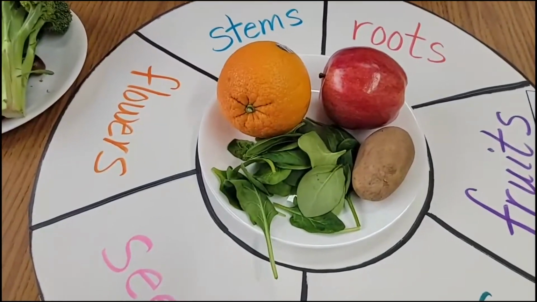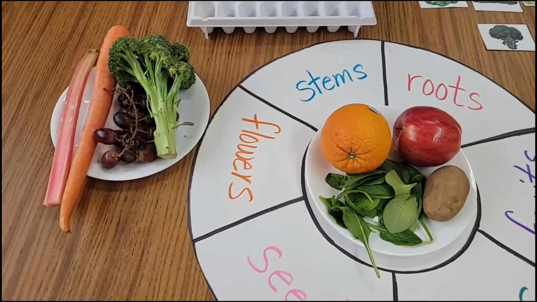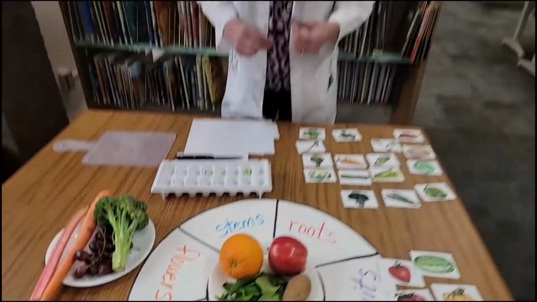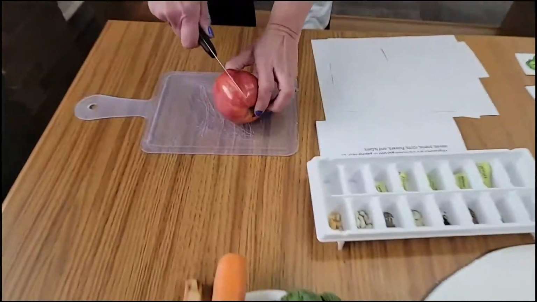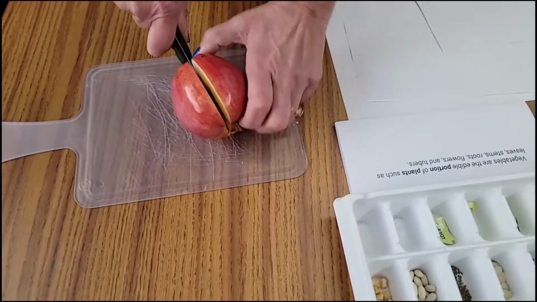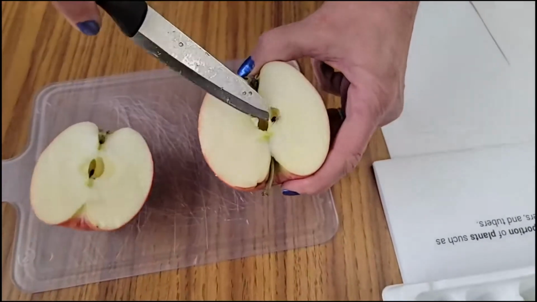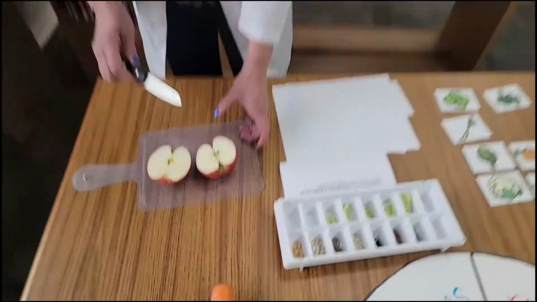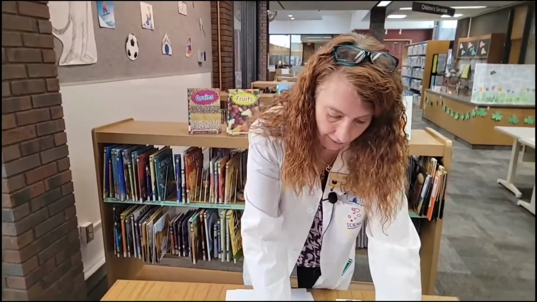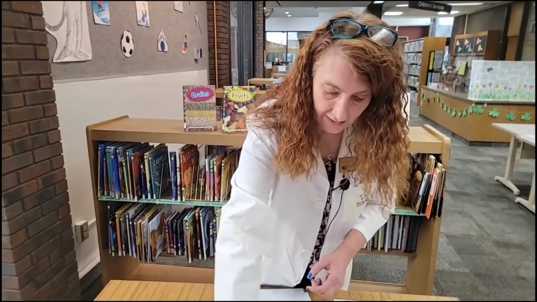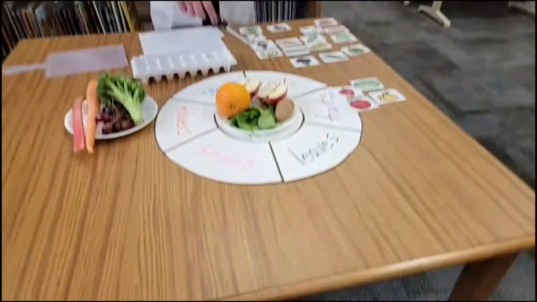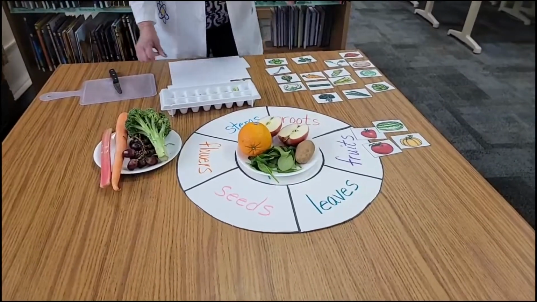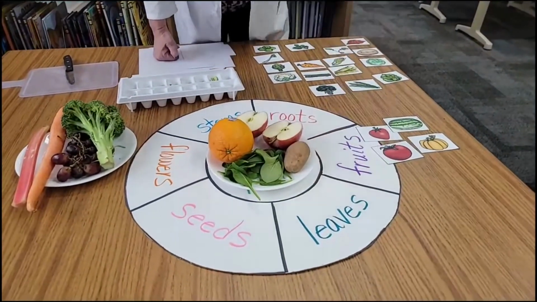Now, the thing that all of these foods have in common is that their seed is on the inside. So, if I take this apple and I slice it in half, look, there are the seeds. And that's what makes the difference between a fruit and a vegetable, okay? Now, when we eat the other parts of a plant, these are our vegetables. So what are some leaves that we eat?